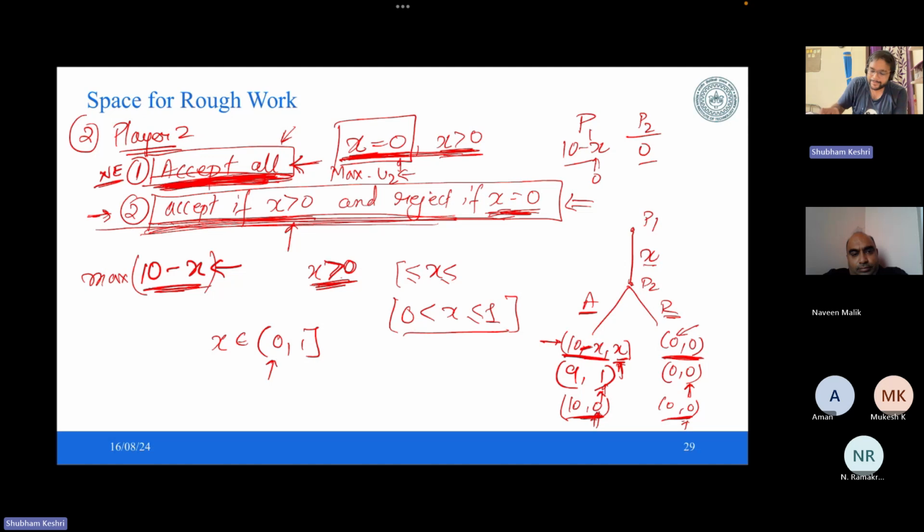Now player 1, what will player 1 think? Player 1 will think I have to maximize my utility. I will not play 0 because in that case my utility will be 0. So 0 तो option में ही नहीं है. I will not play 0. I have to play some strategy which is just positive. And that just positive is not defined.